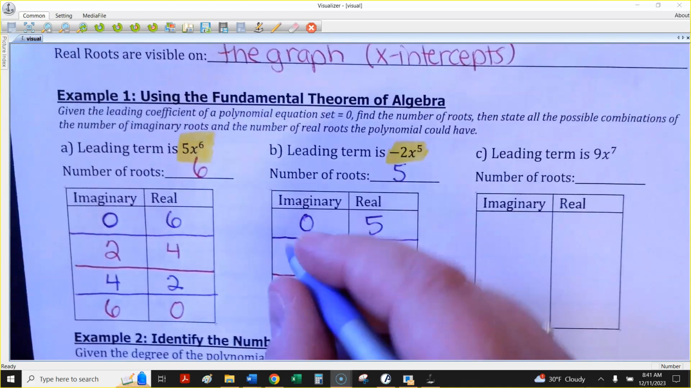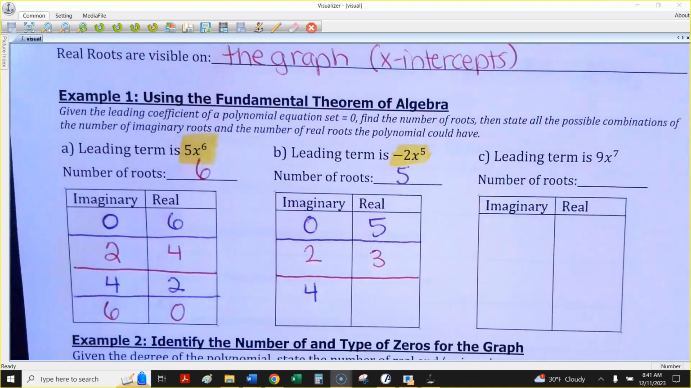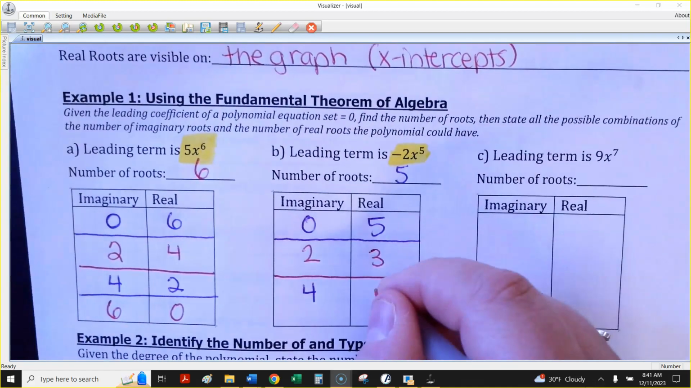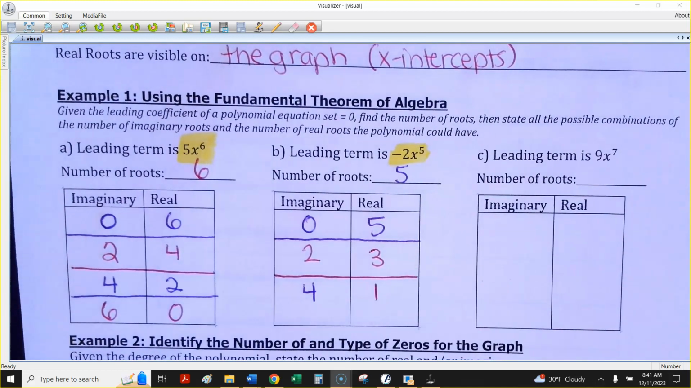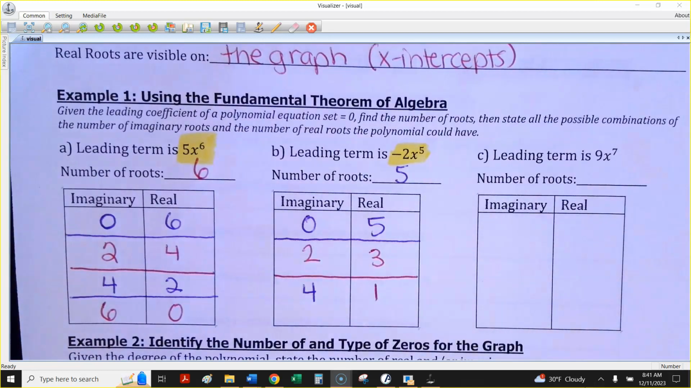Okay, so then I could have 4. In that scenario, to add up to 5, I'd have to have just one real root that we could see. And then the next even number would be 6, right? 6 is too big if I can only have 5 total. So I only have 3 possible combinations of how my answers could shake out if I have a 5th degree.